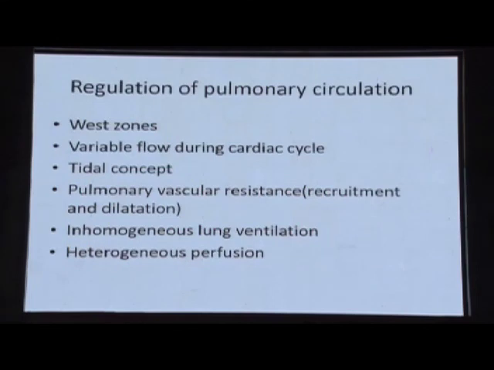That brings us to a topic to know: what are the different zones? What is the pulmonary circulation? We need to know how it acts. West zones are classically described as zone 1, 2, 3, 4. What happens to the West zones? There is a variable flow during the cardiac cycle.